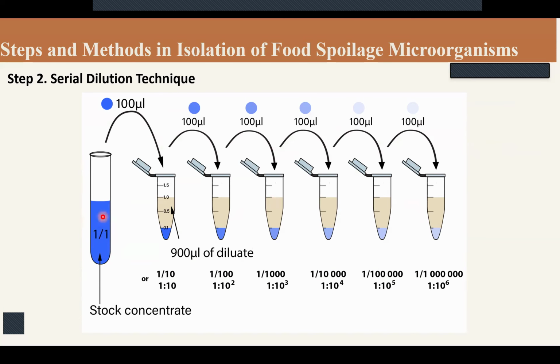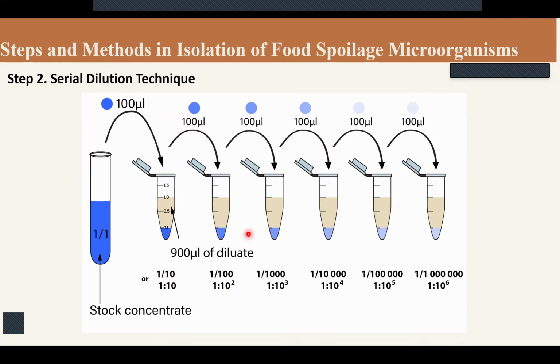In serial dilution, the stock solution, in our case a food sample, is mixed with 900 microliters of the diluent. We thoroughly mix this first sample, which has a dilution of 1 in 10, and take 100 microliters from here and add it to the next 900 microliters of diluent. So we are diluting the microbial load tenfold. This will be 1 in 10 power 2, 1 in 10 power 3, and so on.